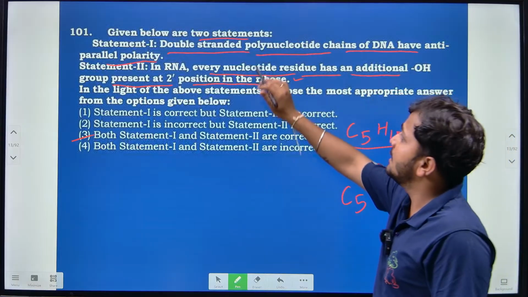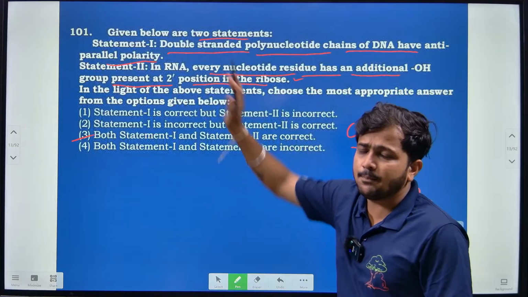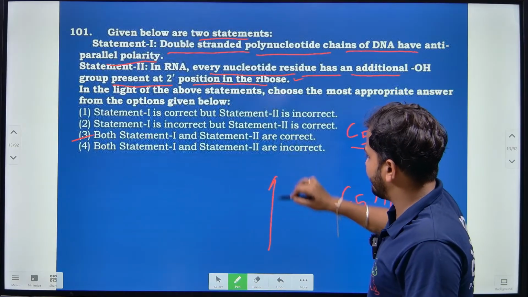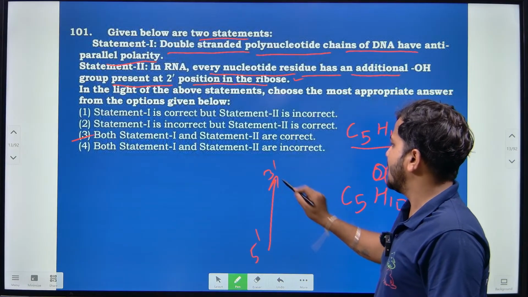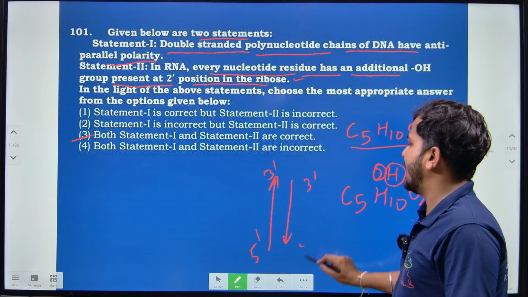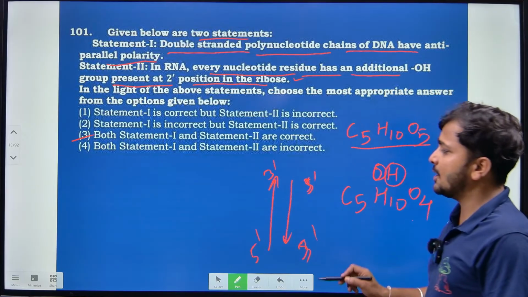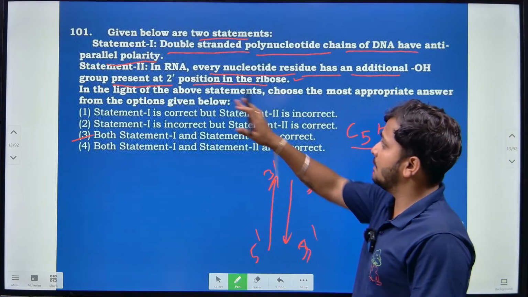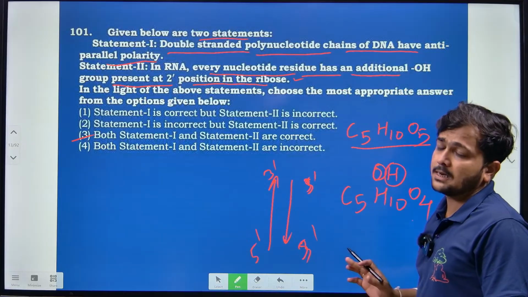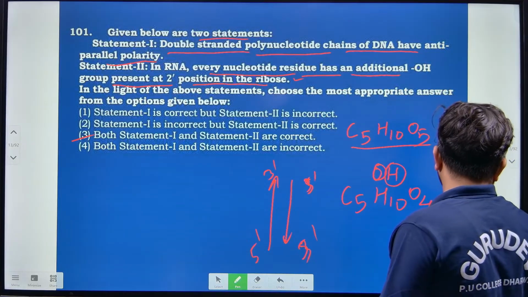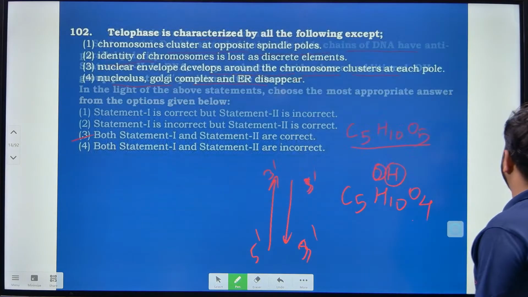And statement 1, the double stranded polynucleotide chain of DNA has anti-parallel polarity. Yes, the strands will run anti-parallel to each other, that is 5 prime to 3 prime, and then 3 prime to 5 prime. This anti-parallel polarity can be seen in the double helical structure of DNA. So based on that, both statement 1 and statement 2 are correct, right?